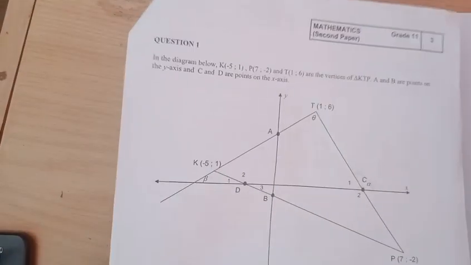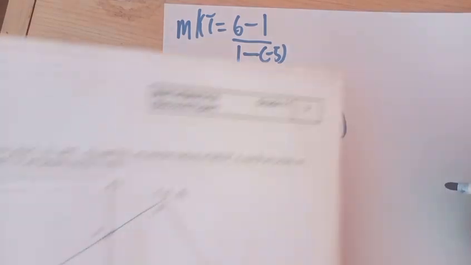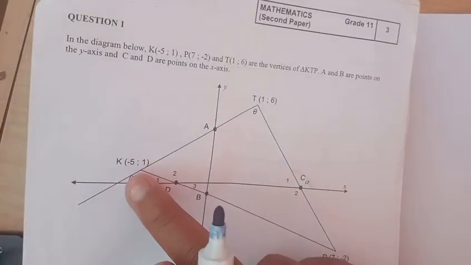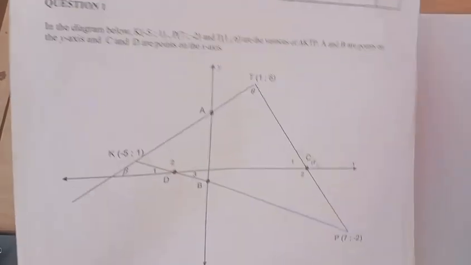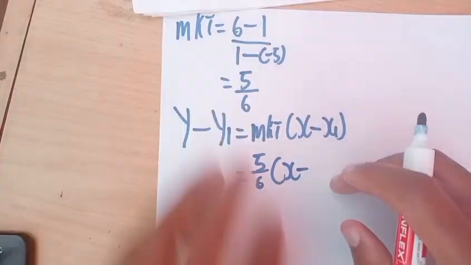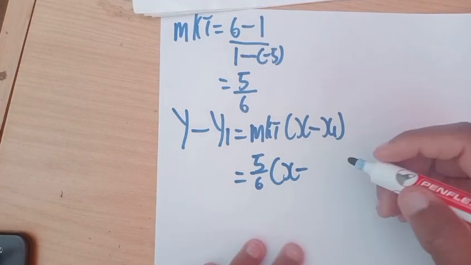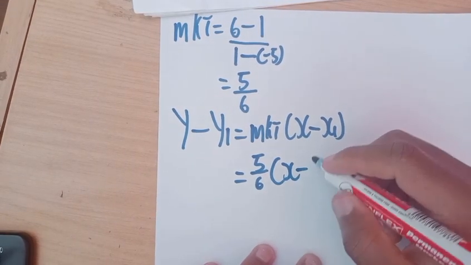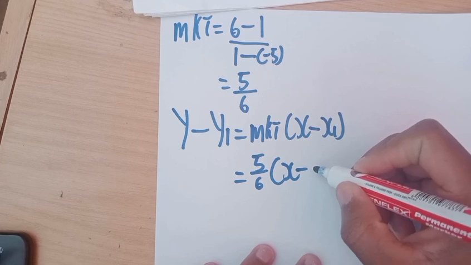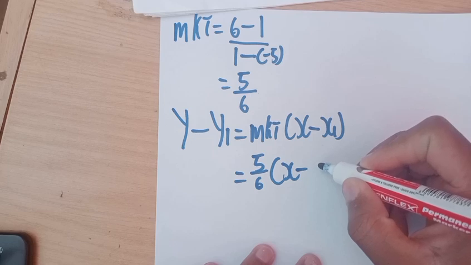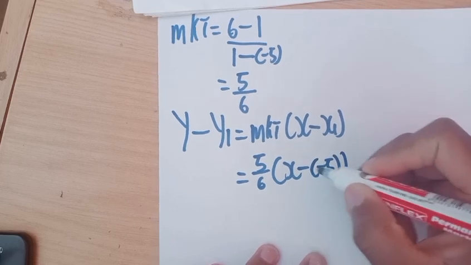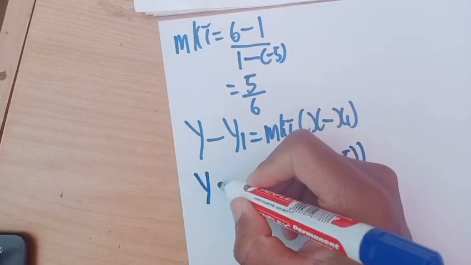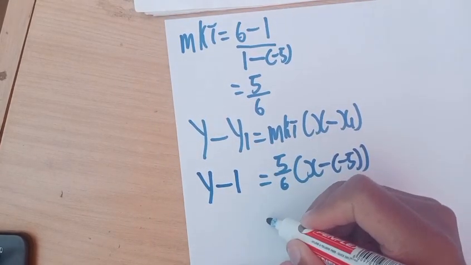Where you see x1 and y1, you're going to pick any coordinate, whether coordinate K or T. So I'm going to choose coordinate K. Why do I choose those coordinates? Because they are on that straight line. So x there is minus 5, y minus 1.